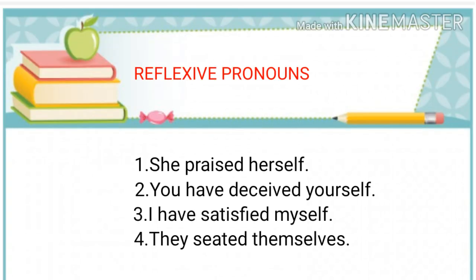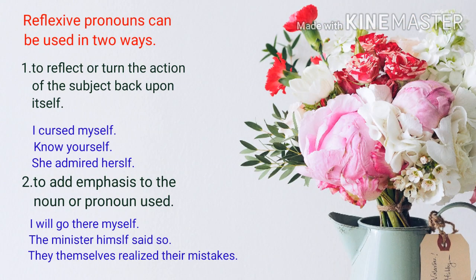Reflexive pronouns. She praised herself. You have deceived yourself. I have satisfied myself. They seated themselves. In all these sentences, herself, yourself, myself, themselves, etc. are reflexive pronouns. Remember, reflexive pronouns can be used in two ways.